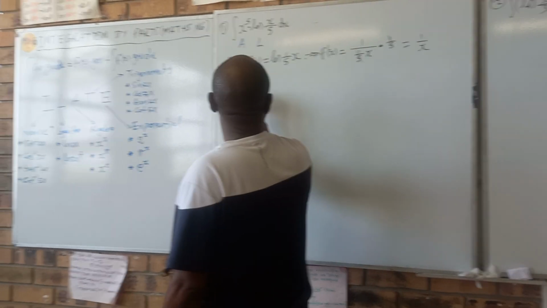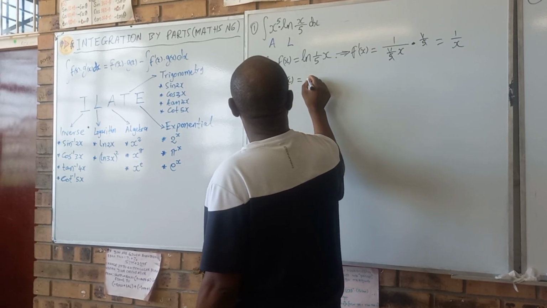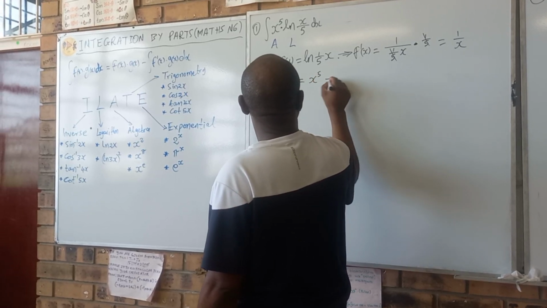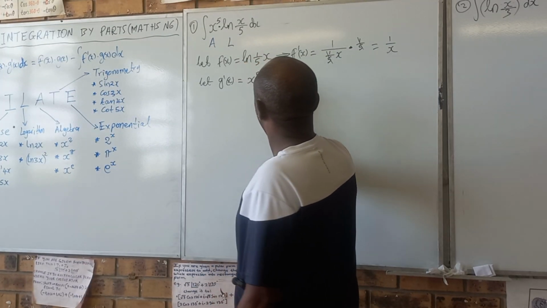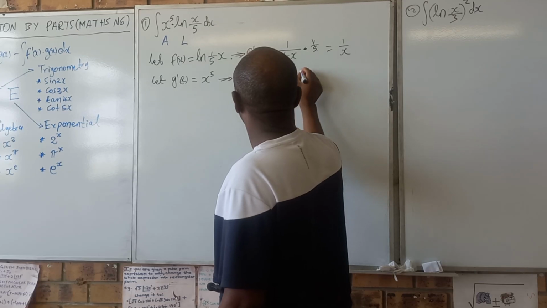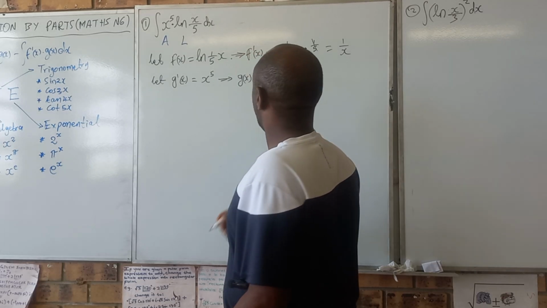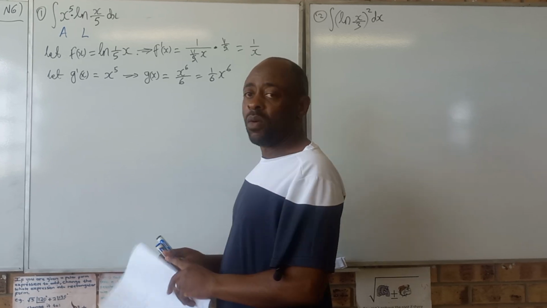Then we move now to g prime. So g prime is x to the power 5. That means if we integrate to get to g, we will have x to the power 6 over 6, which is the same thing as 1 over 6, x to the power 6. So we can now substitute into our formula.